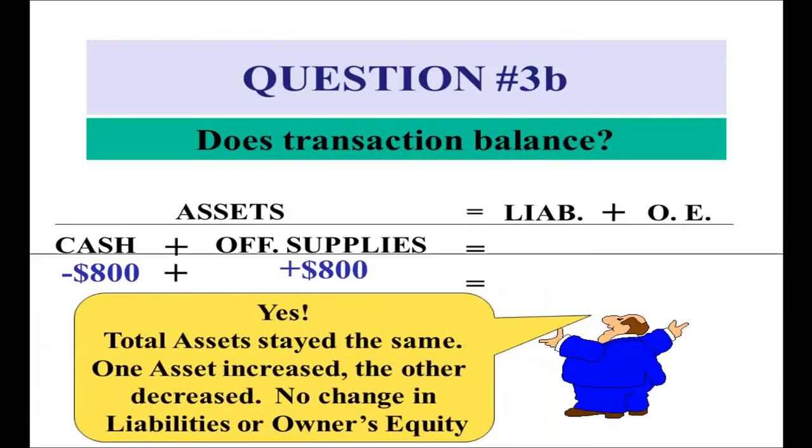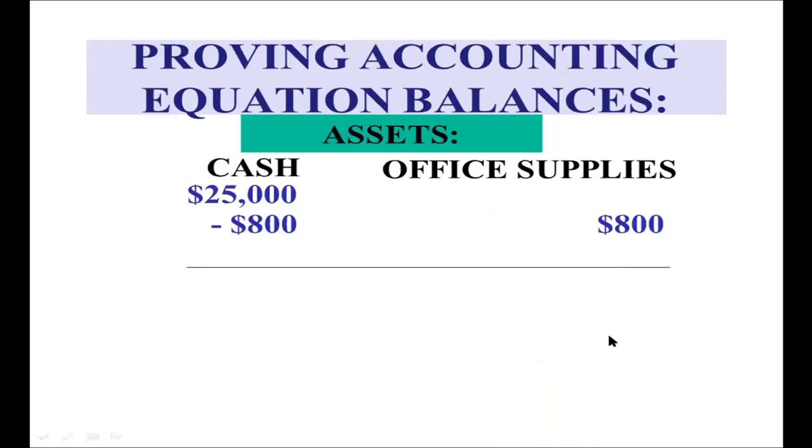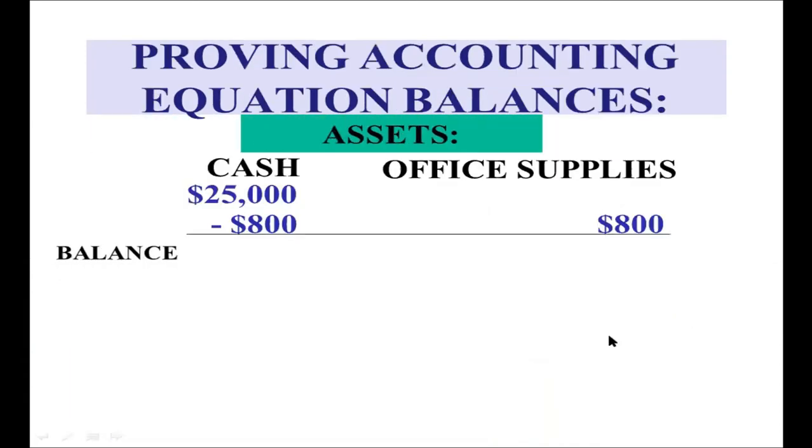Yes, of course. The total assets stayed the same. Although one asset, cash, will decrease, one of our assets will also increase, which is our office supplies. So there's no change for our assets, and there's no change for our owner's equity. So, proving this accounting equation still balances, let's see our assets.